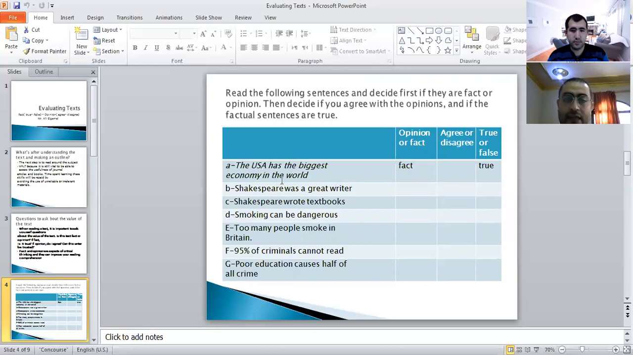The USA has the biggest economy in the world. Is it opinion or fact? It's a fact. When it's a fact, is it true or false? It's true. B. Shakespeare was a great writer. Is it a fact or opinion? I have one idea on A.